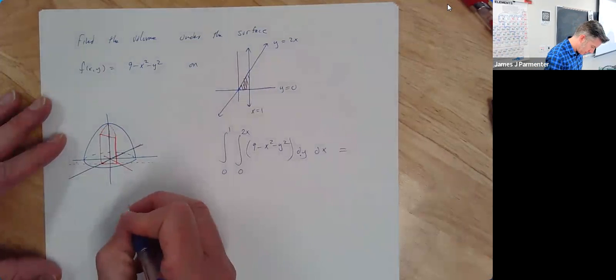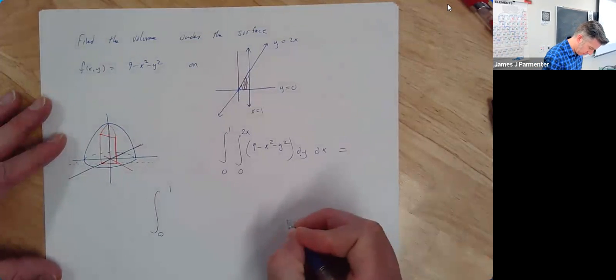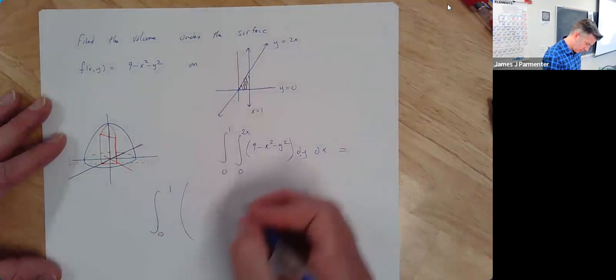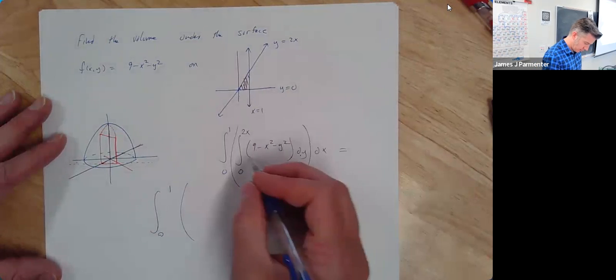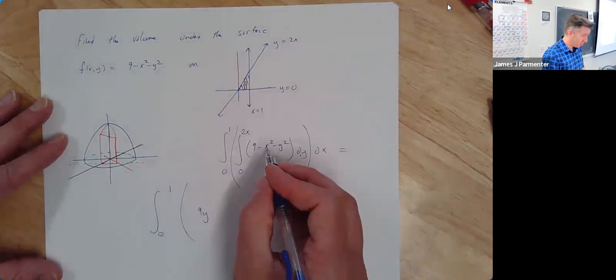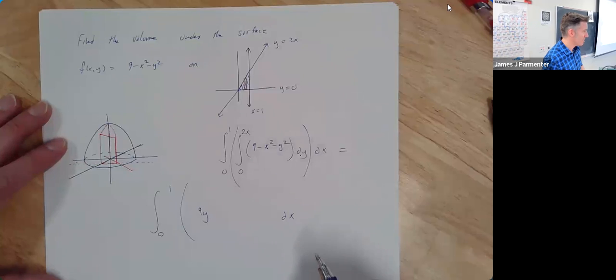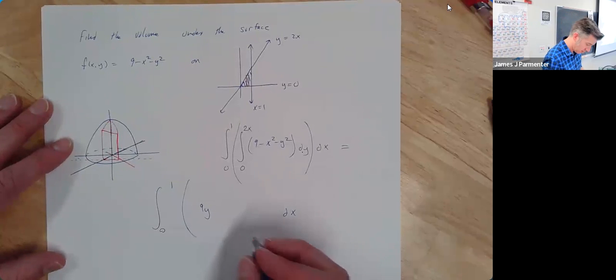We're going to leave the outsides alone for a minute. The insides are going to be, well, the integral of 9 is 9y. The integral of the constant x squared is going to be x squared times y.